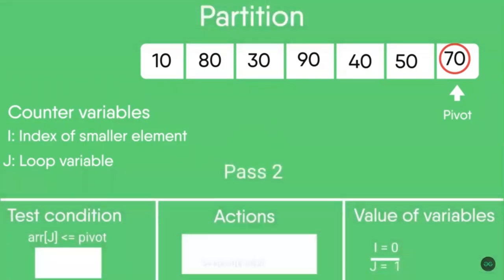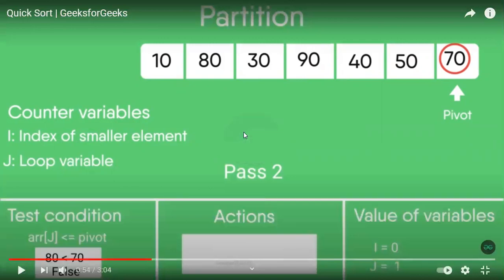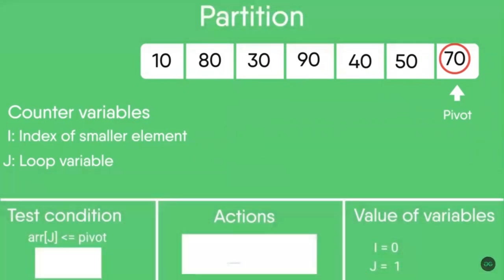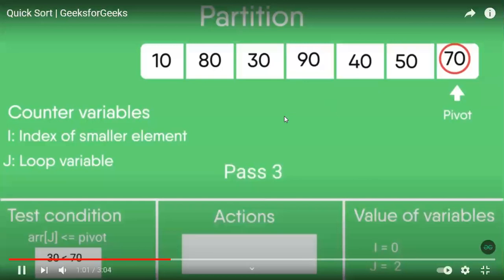In pass 2, j value equals 1. What is the value? Array of 1 is 80. Is 80 less than the pivot value? No. So no actions. Increment the j value. Now j value is 2.